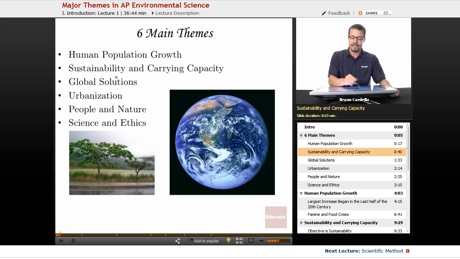Sustainability and carrying capacity. So sustainability, how well can we maintain an environment in terms of using those resources in a way where we're not decimating the natural resources, and we can retain the ability of that to actually provide sustenance and the ability to live off of it.